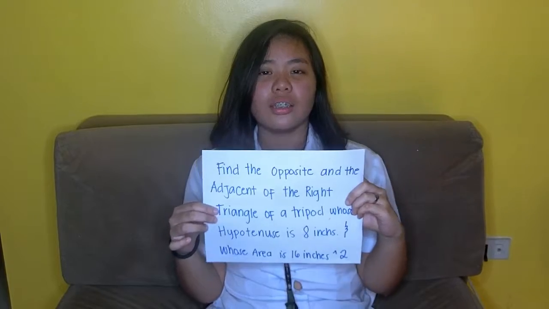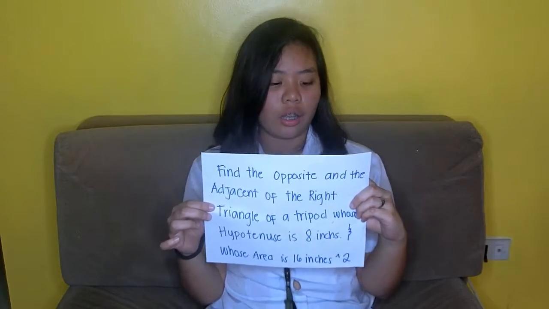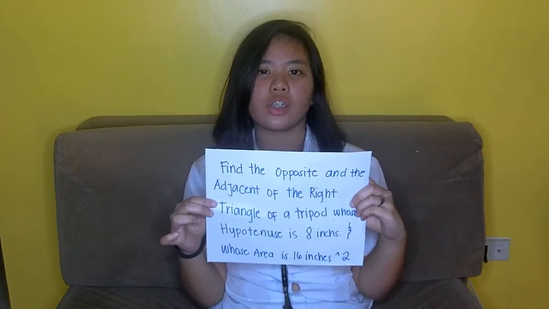This is a tripod. When you look closely, this represents a right triangle. As we measure it, we know that this side is the hypotenuse, which is 8 inches, and its area, 1/2 base times height, is 16 square inches. The given word problem of nonlinear equations is: find the opposite and adjacent sides of the triangle of a tripod whose hypotenuse is 8 inches and area is 16 square inches.